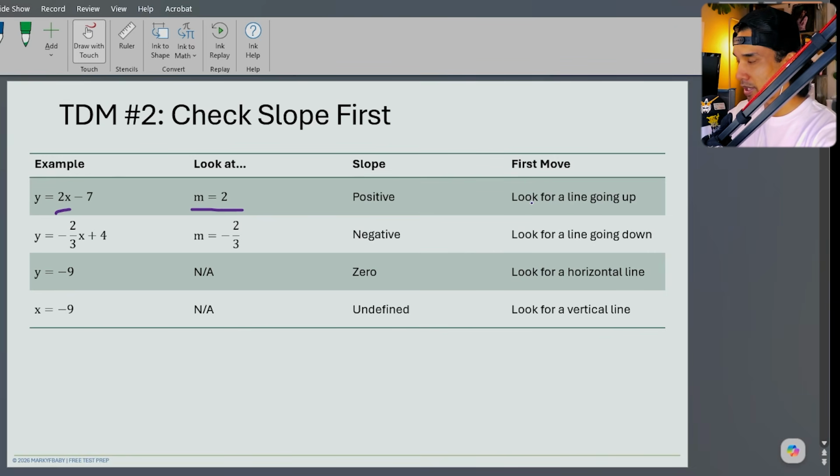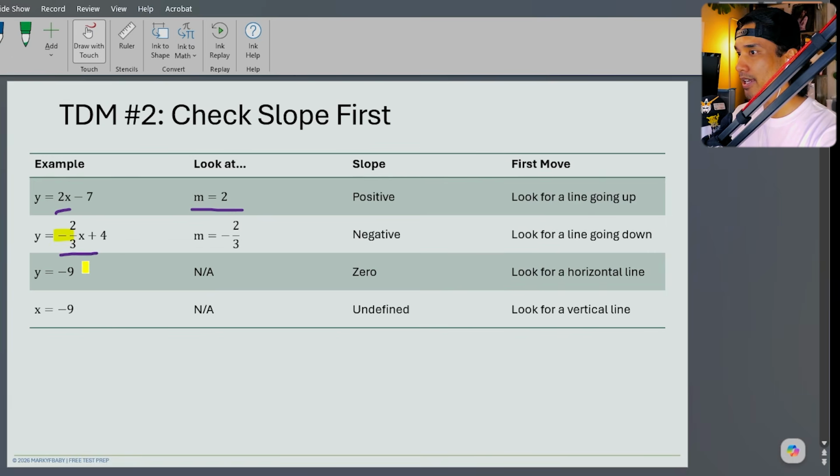Let's say we're given multiple graphs. I would rule out negative slopes, I would also rule out the horizontal lines or undefined, right? So that's what I'm trying to teach you guys here. I have another one right here. y is equal to negative 2/3 x plus 4. Well, I know that this is a negative slope.